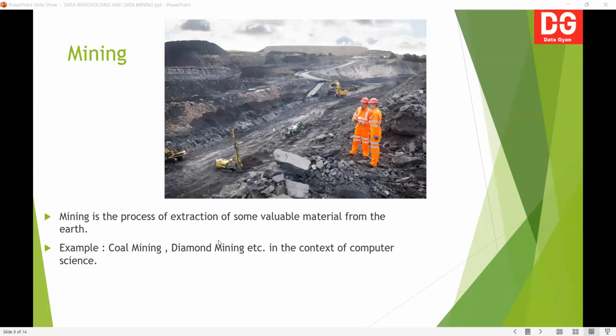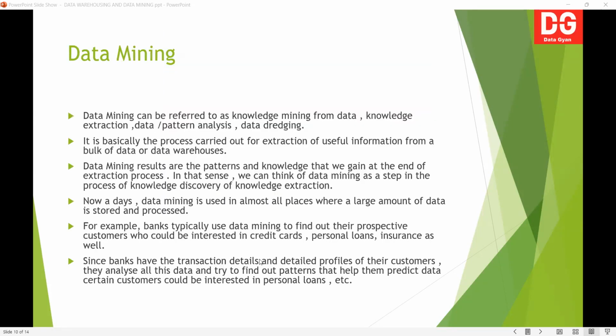Then it comes to mining. So basically, what is the meaning of mining? It is a process of extracting some valuable material from the earth. We use this technical term in the coal sector, for example coal mining or diamond mining. In the context of computer science, similarly, what is data mining? We can say it refers to knowledge mining from data.